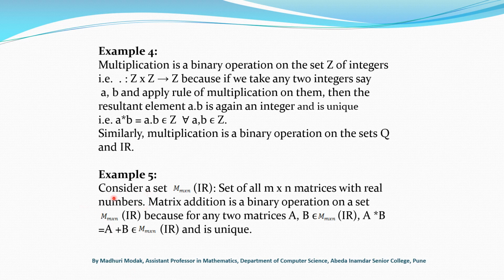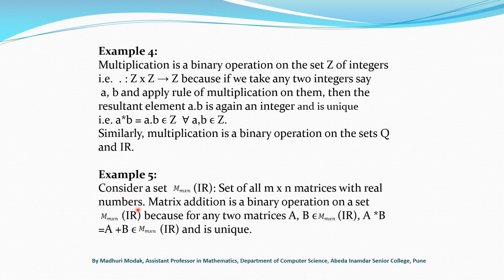Now next consider the set M by N R. So this is the set of all M by N matrices with real entries. So what is a matrix? A matrix is nothing but the arrangement of numbers in rows and columns. So M by N matrices means there are M rows and N columns, and all the entries of the matrices are real numbers. So that is the set M by N R.